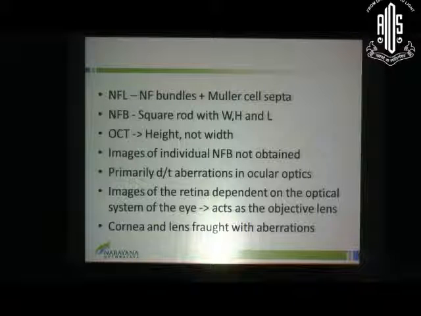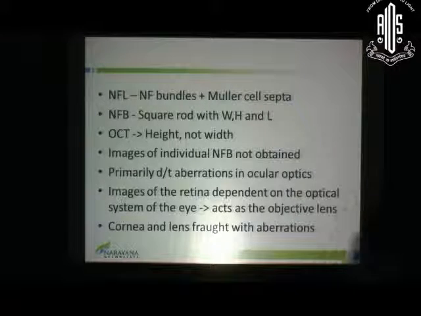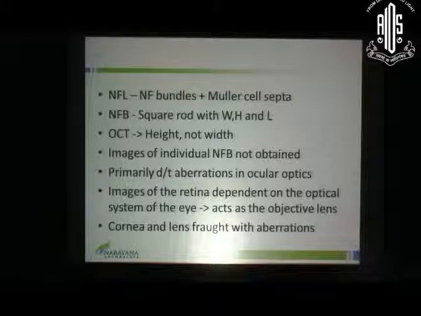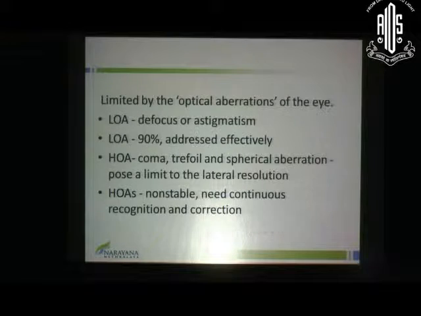All this is primarily because of aberrations that occur in ocular optics. The images of the retina that we get are dependent on the optical system of the eye. The optical system of the eye actually acts as the objective lens. The cornea and lens are fraught with aberrations. So just as the view from the patient is not very clear because of these aberrations, similarly images of the retina that we take from outside are not very clear because of these aberrations.